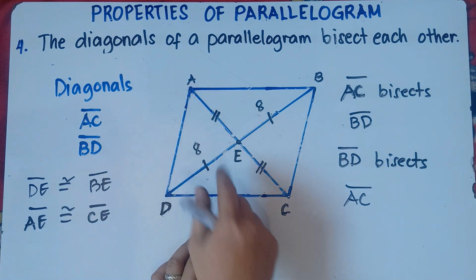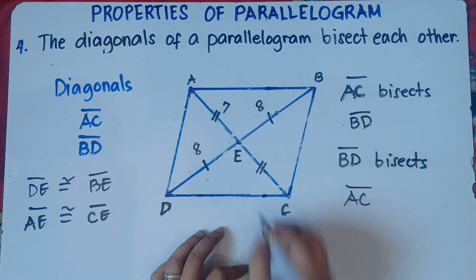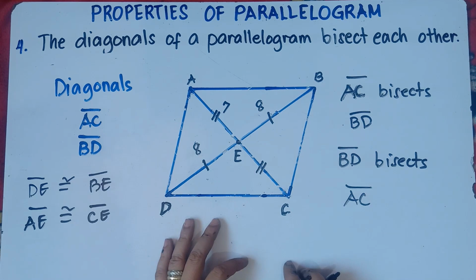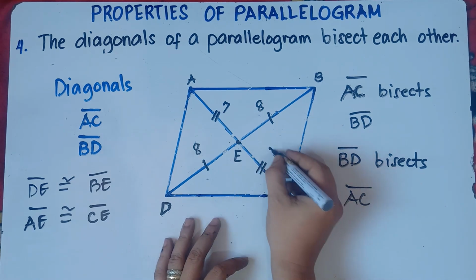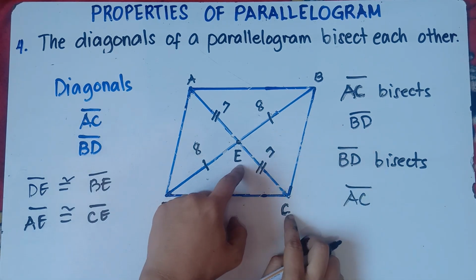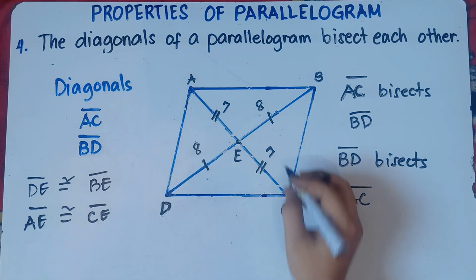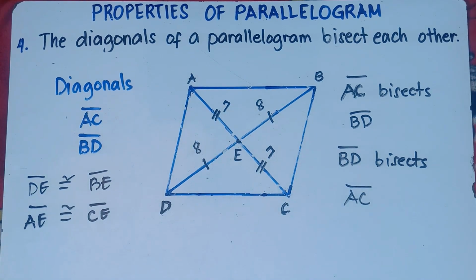Now, if AE is 7, what would be the measure of CE? That's correct. CE must also be 7, because this line is congruent to this line. So that's the thing there, class, about the fourth property, the diagonals of a parallelogram bisect each other. I hope you understand this one, class.